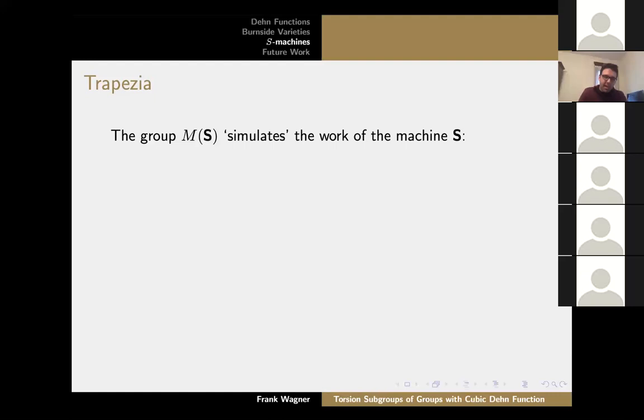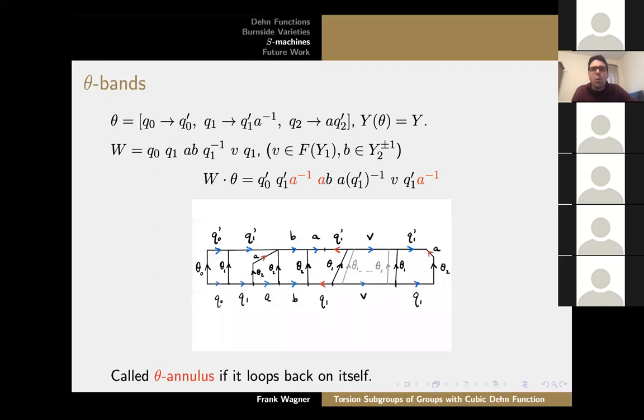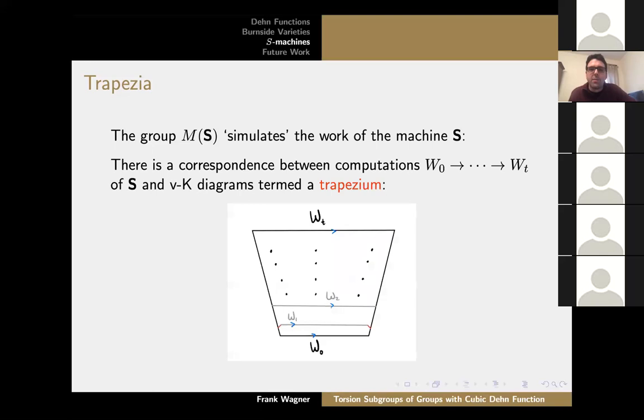So just based on how that worked with our one example, we can see that this group is going to simulate the work of our machines, in that given some computation W0 to WT, we can produce a nice diagram, up to these little rough edges that might or might not be there, that goes W0, then W1 on the next level, then W2, up to WT on the last level, with these rough edges, maybe.